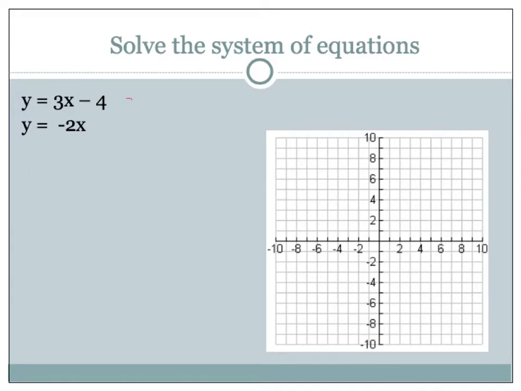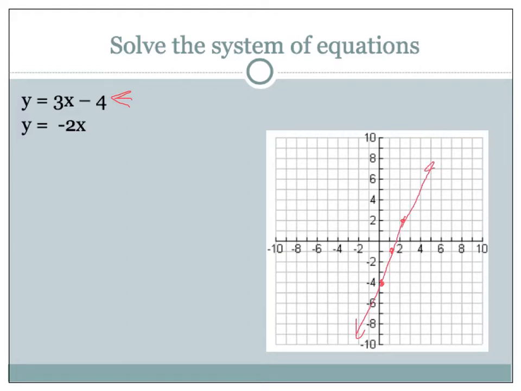First equation, the y-intercept is at -4, so I'm going to plot that point. And my slope is +3, so up 3 over 1. Up 3: 1, 2, 3, over 1. I'm going to draw that line.